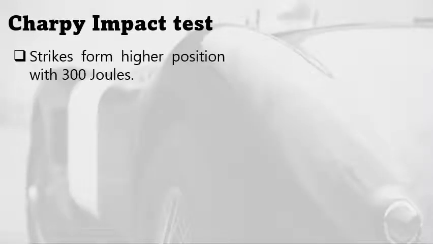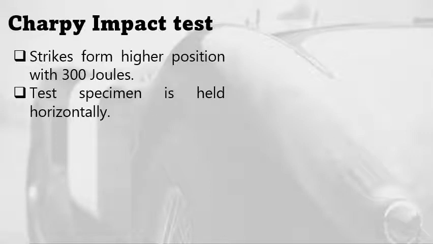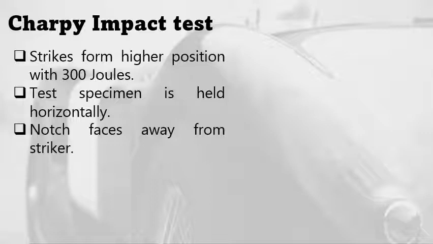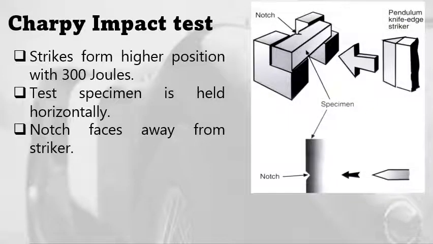And we also have the Charpy impact test, where the striker falls from a higher position with 300 joules. The test specimen is held horizontally as compared to the Izod test, where the test specimen is held vertically. The notch faces away from the striker. This is also opposite to the Izod test. So you can see here our specimen is now positioned horizontally, and our notch is faced away from the striker, so it's on the opposite side.